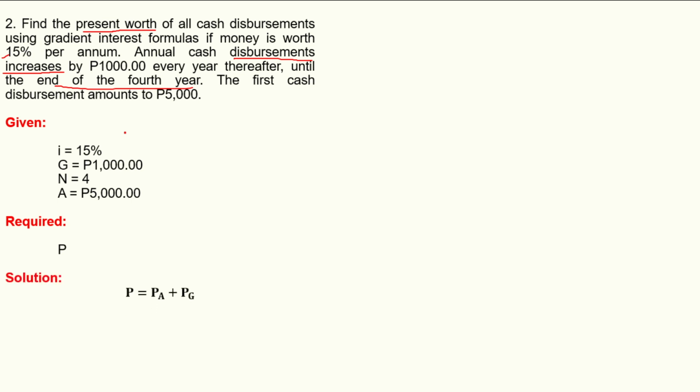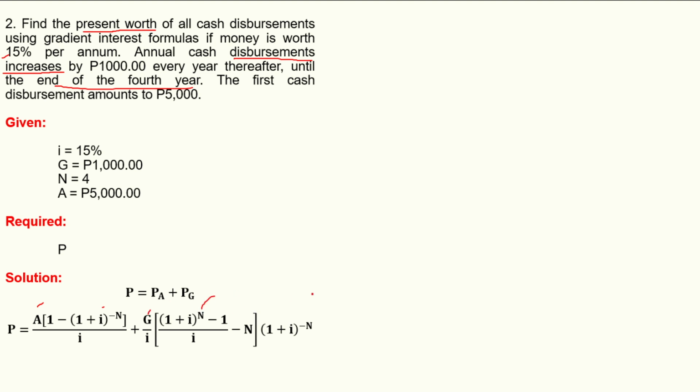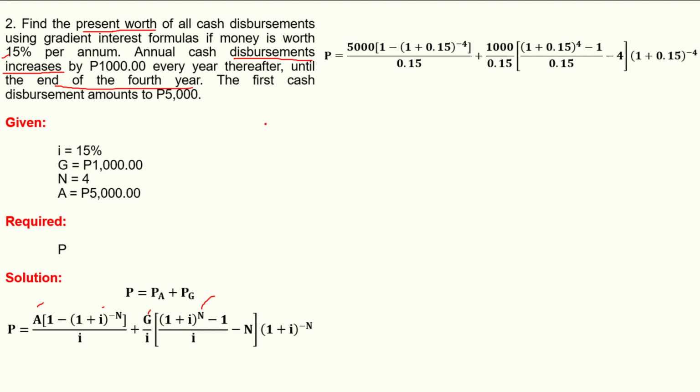So, solution. From the formula, P is equal to PA plus PG. Ito yung formula niya. P is equal to A times 1 minus 1 plus I raised to negative N over I plus G over I times 1 plus I raised to N minus 1 over I minus N times 1 plus I raised to negative N. Given ba yung A? Given naman yan. Yung I, given din. Yung G, given din. And yung N, given din. So, direct substitution lamang.